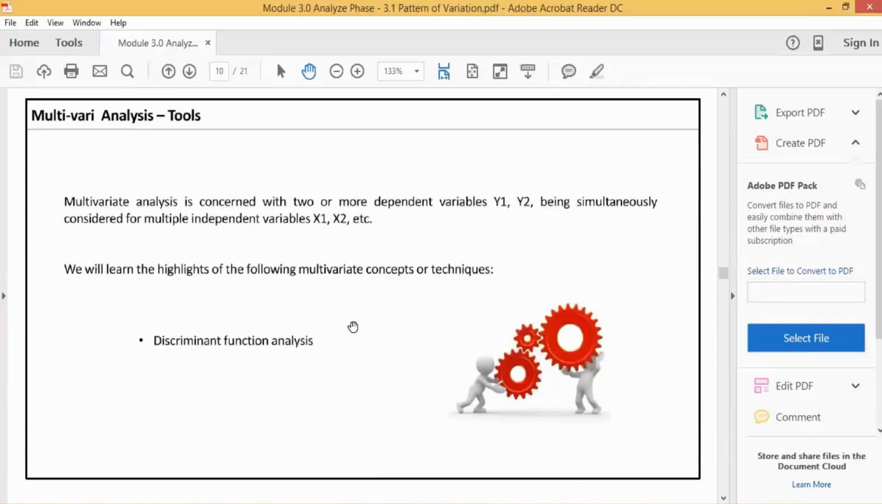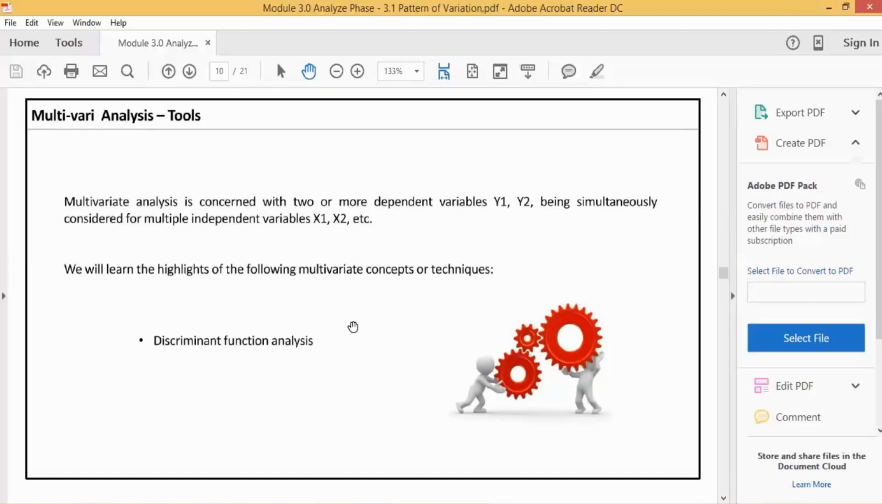Multivariate analysis is concerned with two or more dependent variables y1, y2 being simultaneously considered for multiple independent variables x1 and x2. We have discussed this function y is equal to f of x in the define phase, where y is the dependent variable and x1 is the independent variable.